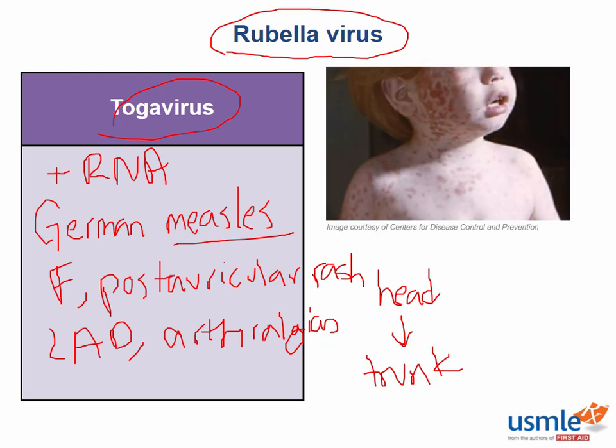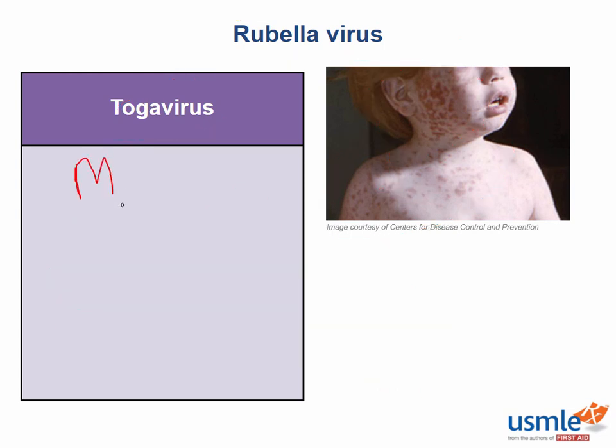Here we can see a very typical rash caused by the rubella virus. You can see it starts here kind of in the neck and head region near the ear, and then it spreads downward to the body and arms. In children, German measles is generally a mild disease that resolves on its own.